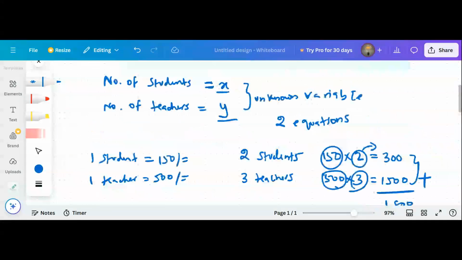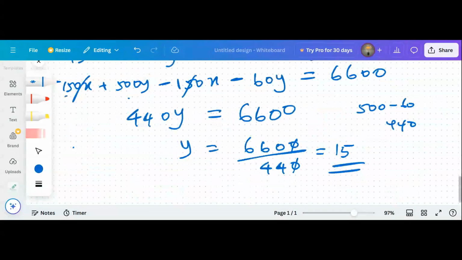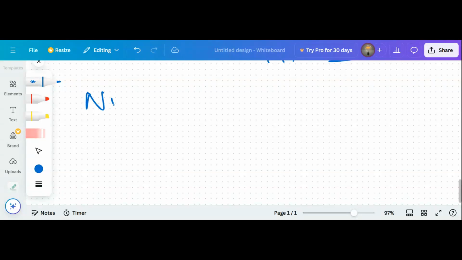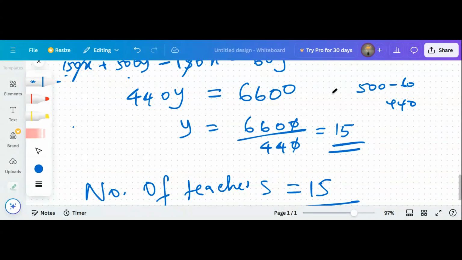So what is y actually? Here if you go, number of teachers is y. So number of teachers is 15. It means there are 15 teachers in that school. How many teachers? 15. Okay. Now we have to find the number of students.